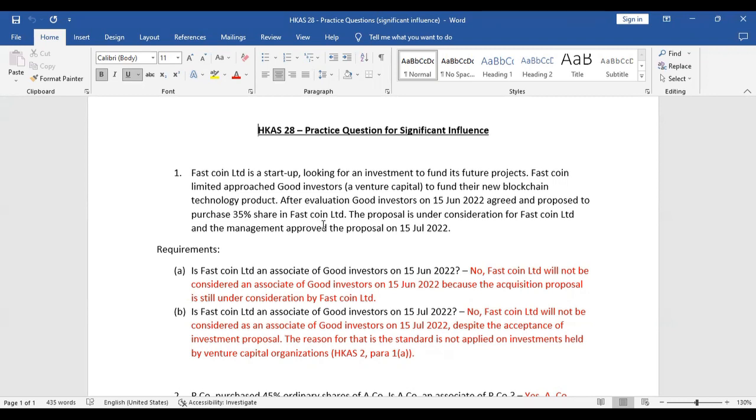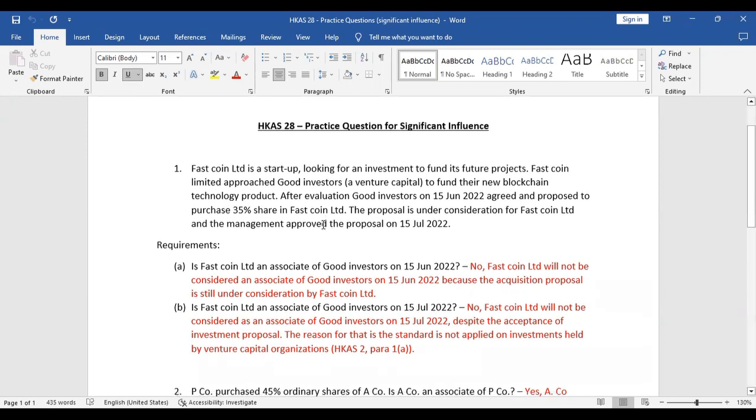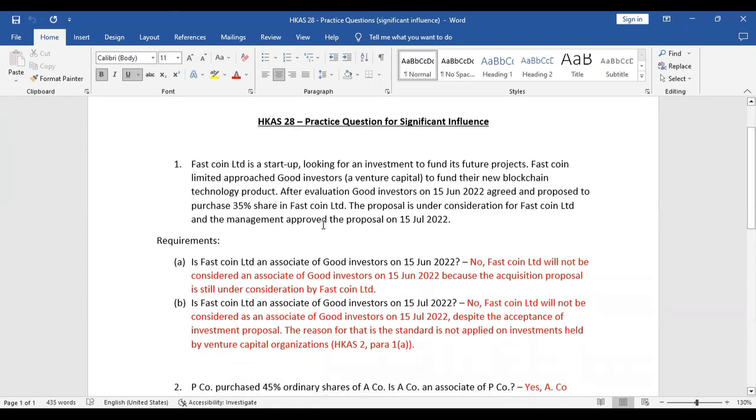They proposed to the Fastcoin company that they have agreed to buy a 35% stake in the company. Now the proposal is under consideration by Fastcoin Limited, and the senior management approved that proposal on 15th July 2022. So in the requirements, this question is asking whether it is an associate on 2 different dates.